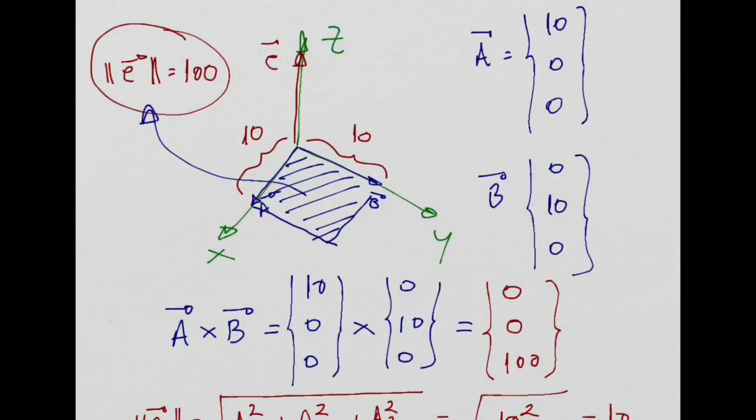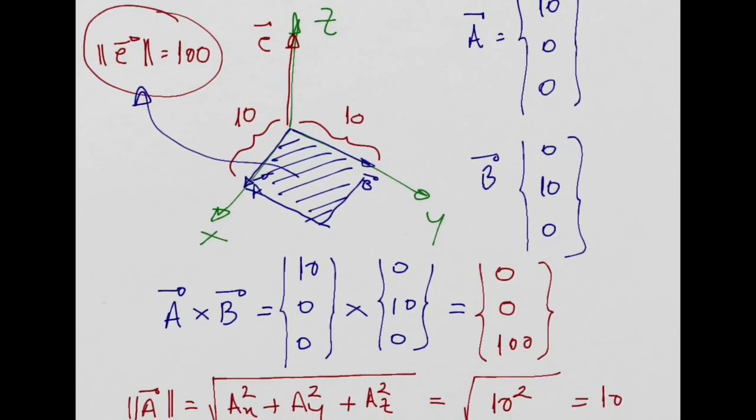Okay? So the cross product has a lot of information. First, it gives us a vector that is perpendicular to A and B, and the norm of that vector is the area formed by the parallelogram between A and B. All right? Okay? I hope it answered your question. Okay, so let's move on now.